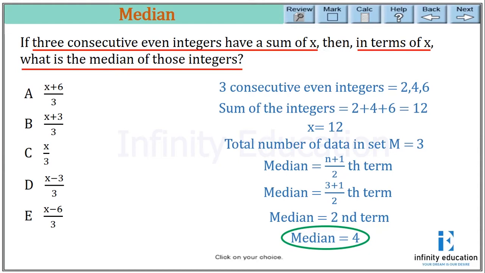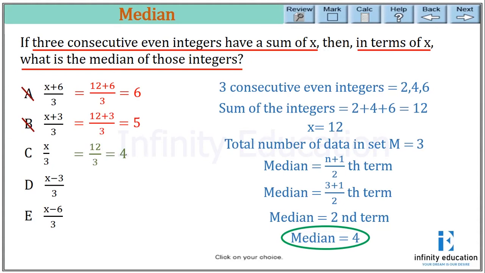Now let's do it one by one. If I put x equals 12 in the first one, we have (12 plus 6) by 3 equals 6. That is not equal to 4, so eliminate. The next one is (12 plus 3) by 3, that is 5. This one is also not working, so eliminate. The third one is 12 by 3, that is 4. Yes, this one is working.